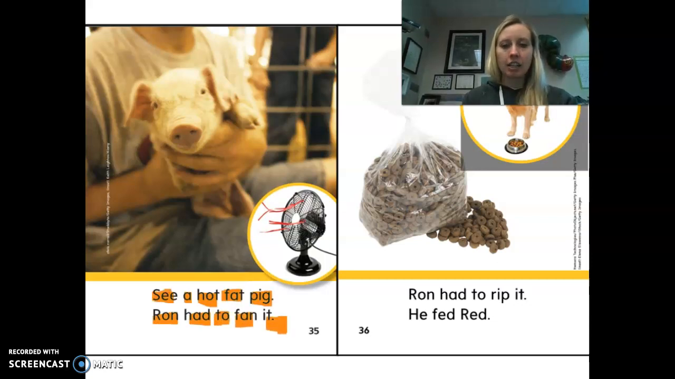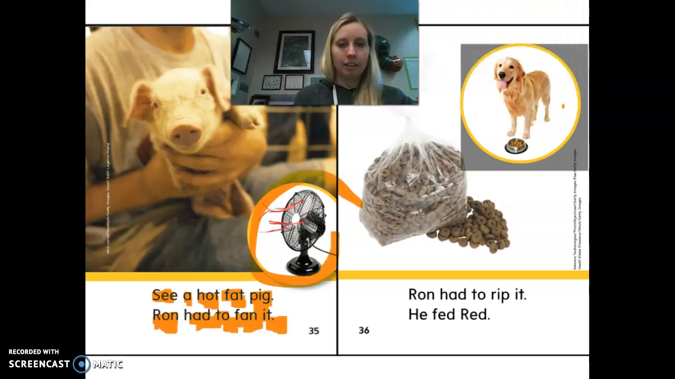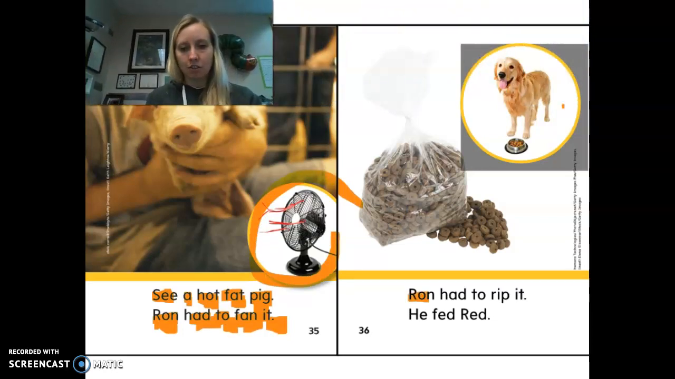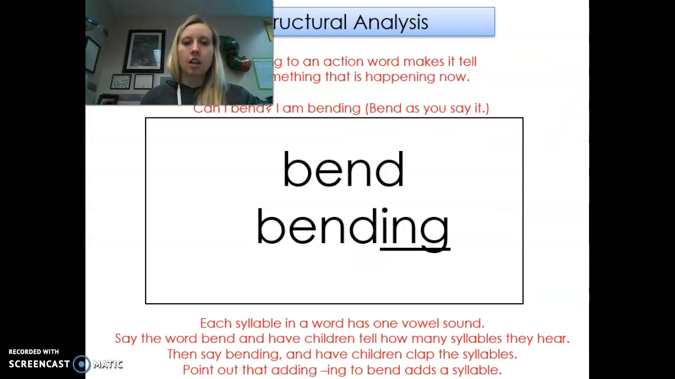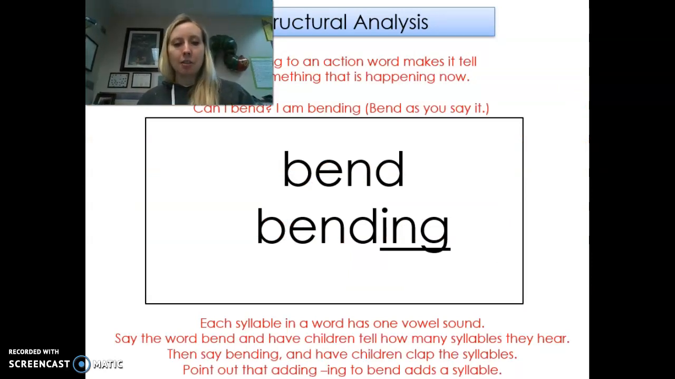Together. See a hot fat pig. Ron had to fan it. Here's the fan. Okay, your turn. Together. Ron had to rip it. He fed Red.